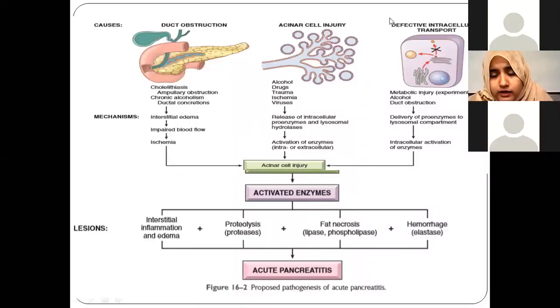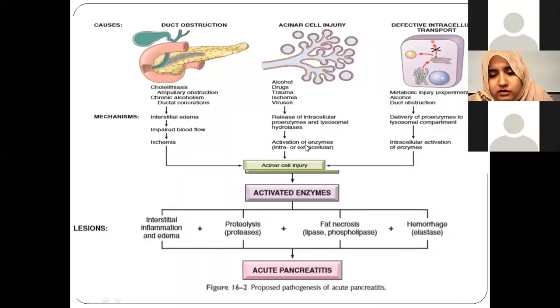So what other possibility is there? There is another possibility of defective intracellular transport. Whenever there is defective intracellular transport, there are multiple causes. We are going to discuss every cause next. Just remember this picture and this flow chart; this will help you remember the etiology. It could be duct obstruction, it could be acinar cell injury, it could be defective intracellular transport.